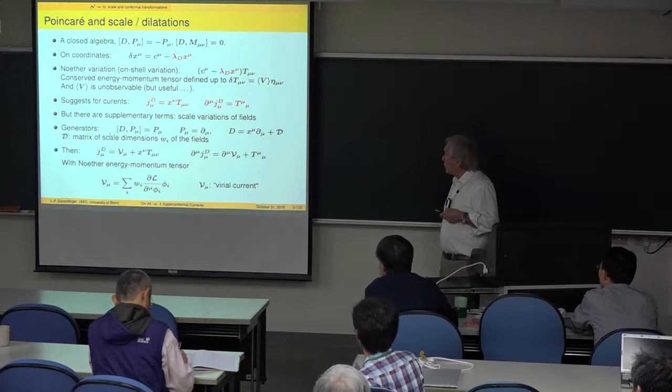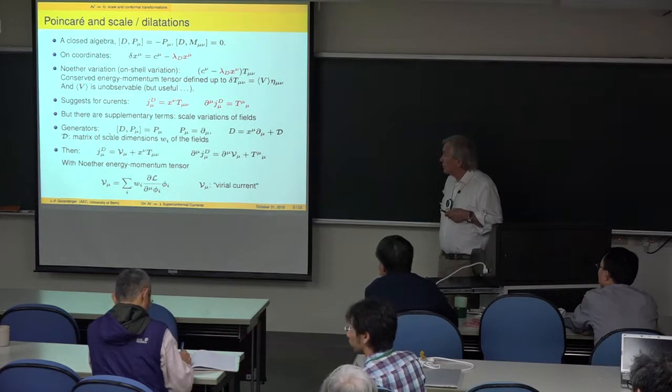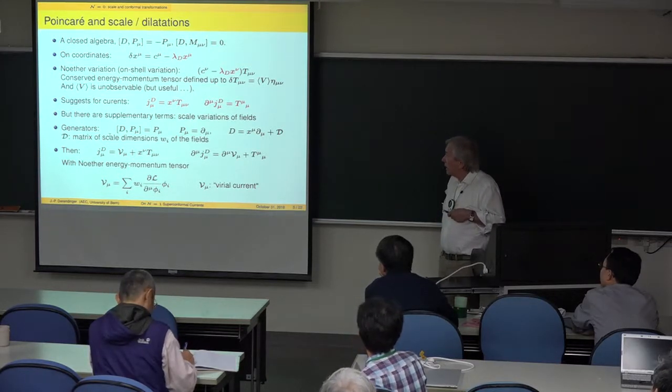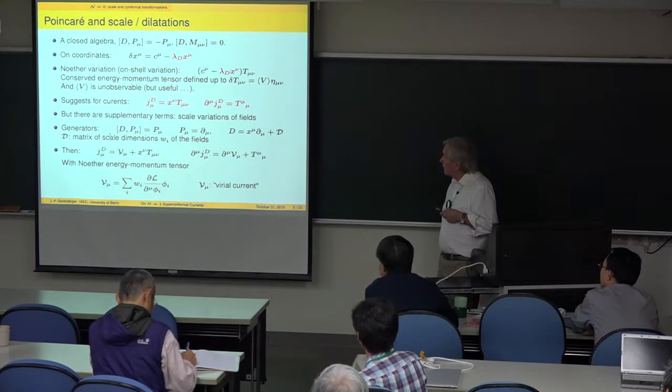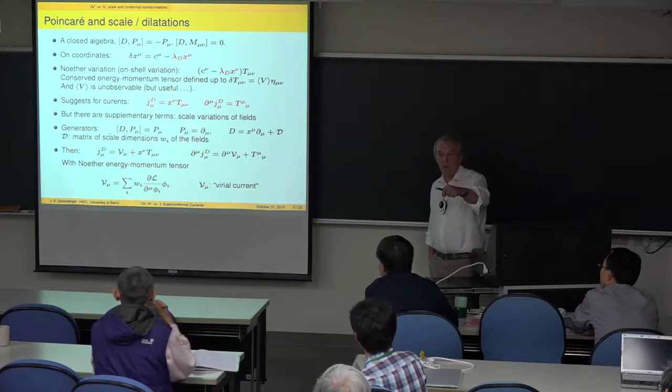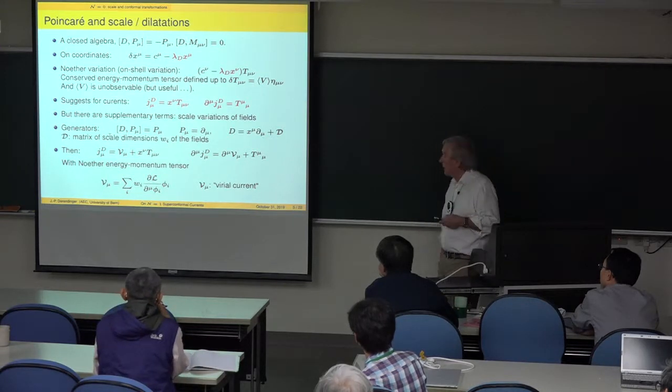Now this is wrong, or not sufficient, because of course fields can have their own scale variations. That is, you may add on the fields themselves, at a fixed value, for example at x equals 0 of the coordinates. Obvious.